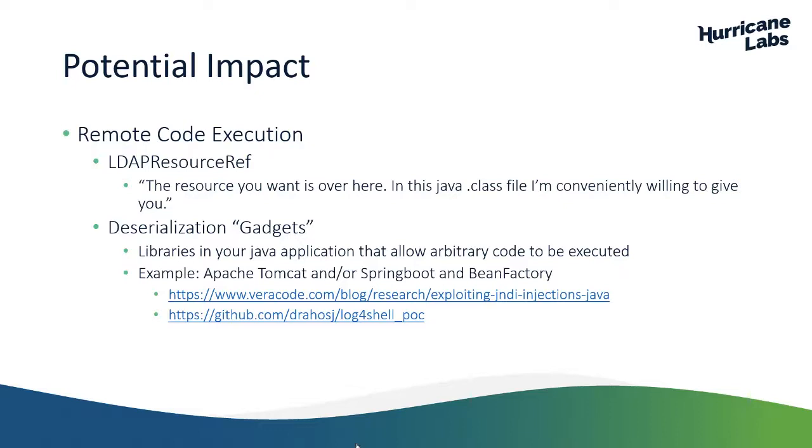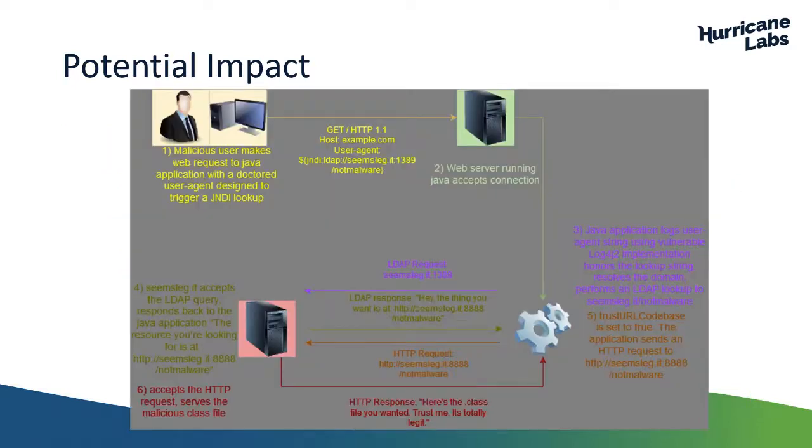An attacker can use these functions to possibly gain code execution on your server. I've included a couple of links to examples that talk about this with Apache Tomcat and Spring Boot. Here's an illustration that I put together that demonstrates exploitation using the LDAP resource ref method.